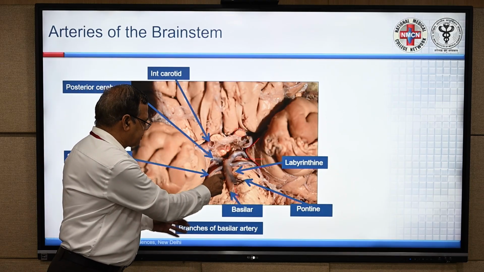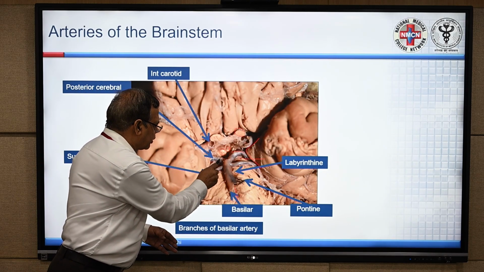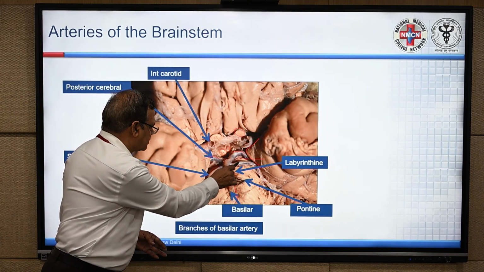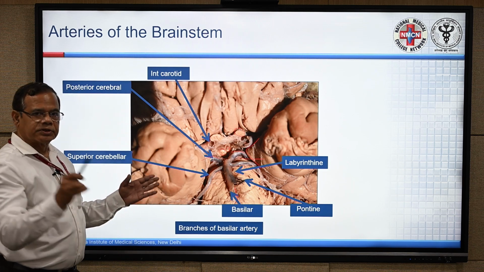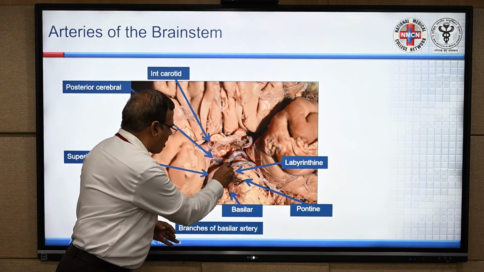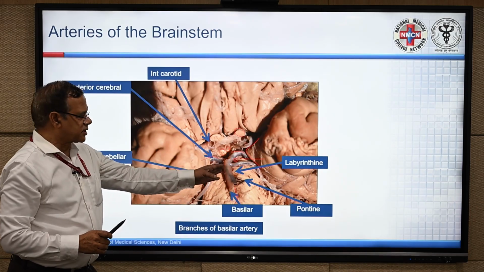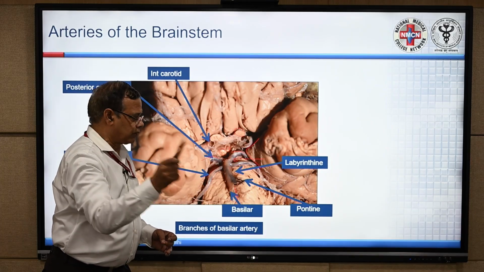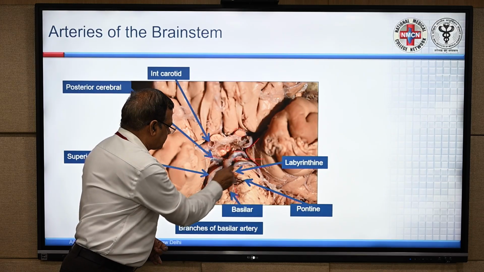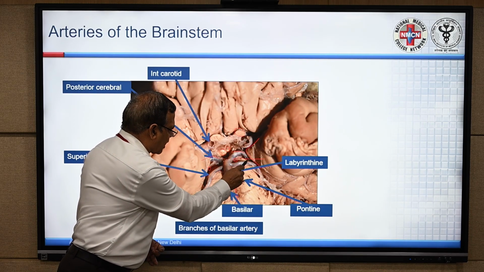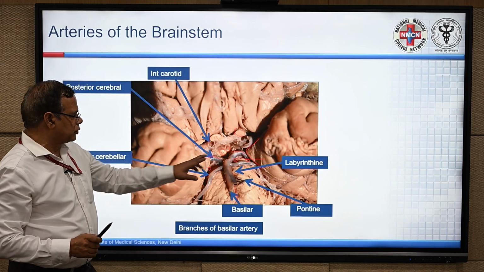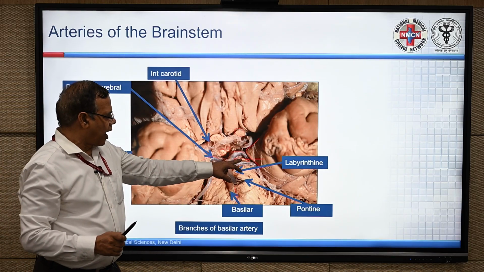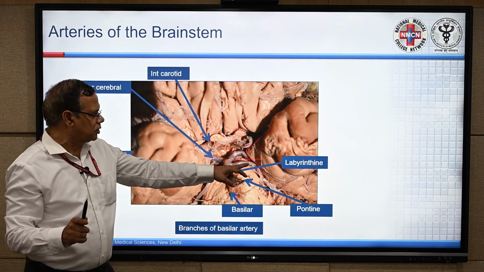Here nicely you can see the basilar artery is dividing into two posterior cerebral arteries, and before bifurcation there are the superior cerebellar arteries. This is a very important relation. The third nerve lies on the medial side between the posterior cerebral and the superior cerebellar arteries, and the fourth nerve, which is a very important nerve, comes on the lateral side. So two nerves lie between these two arteries. Medially the third nerve or oculomotor nerve, and laterally the fourth nerve or the trochlear nerve.